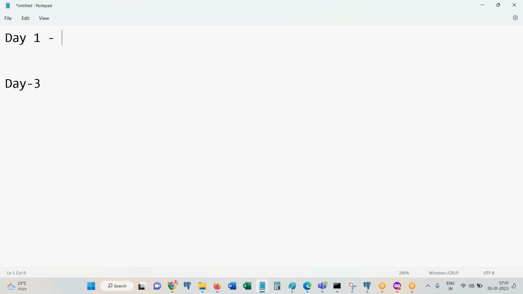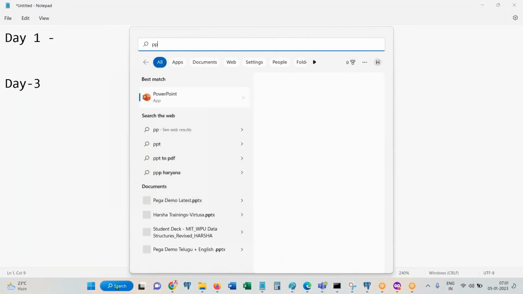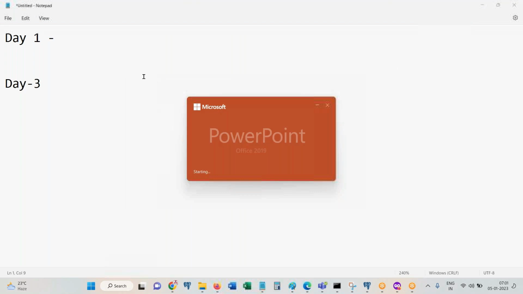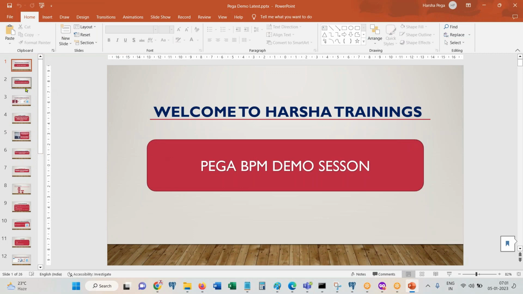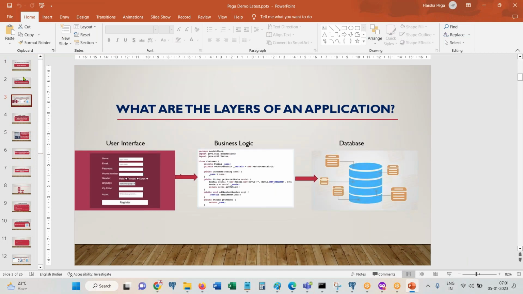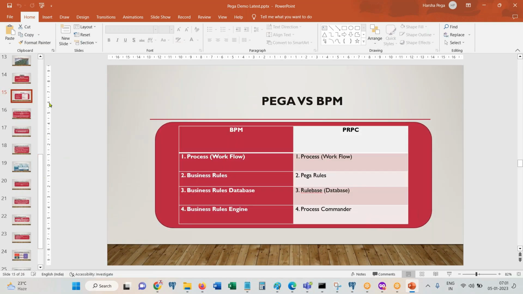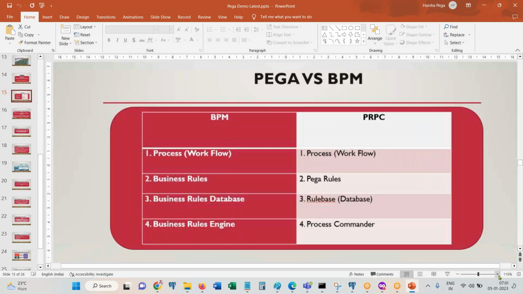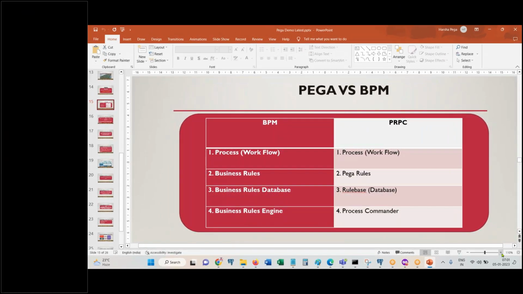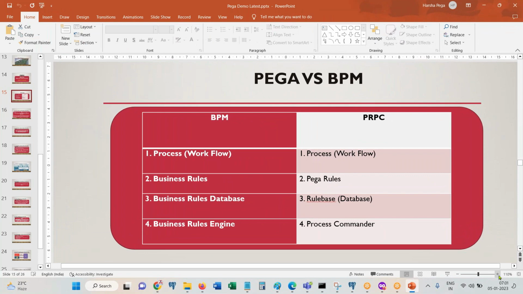So during day one session, we discussed what is BPM and what is PEGA, and mainly we discussed the four components of BPM and PEGA. What is the purpose of these? And what are the four components available in BPM versus PEGA? And we got a clear idea about why PEGA is called a BPM tool.